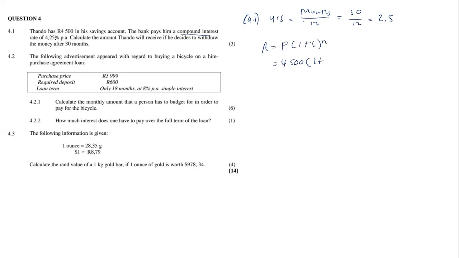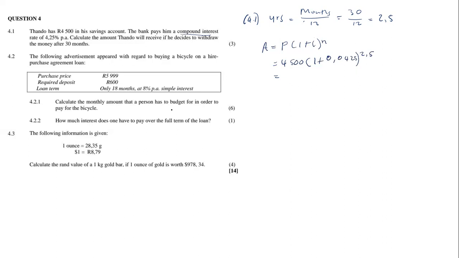Of 4.25%. Remember, you divide this by 100. So it's going to be 0.0425. You close your bracket. For how many years? 2.5 years. So on our calculator we say 4,500, open the bracket, 1 plus 0.0425, and then to the power of 2.5, and then we actually get close to 5,000.